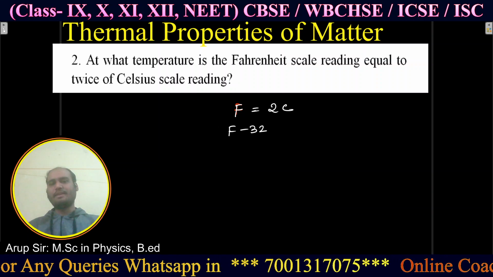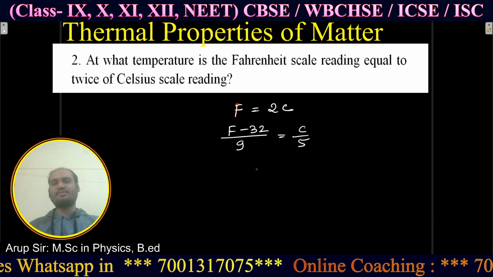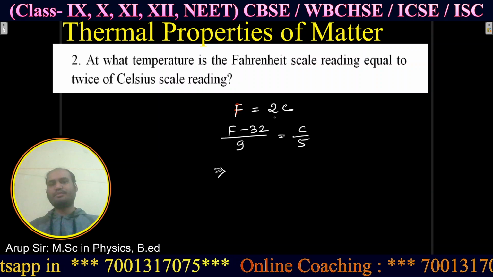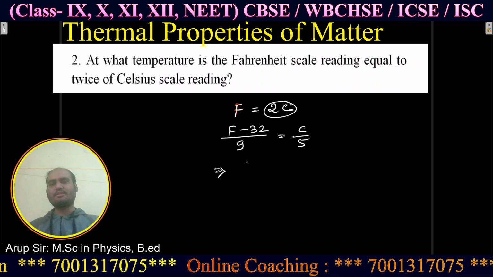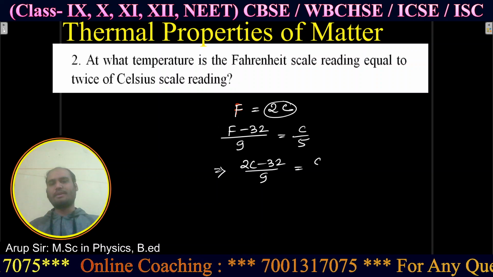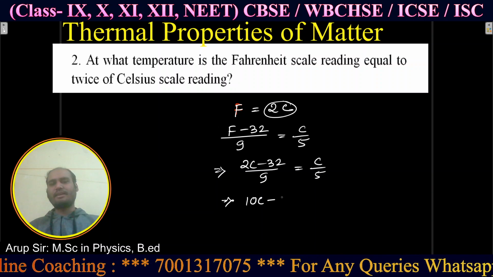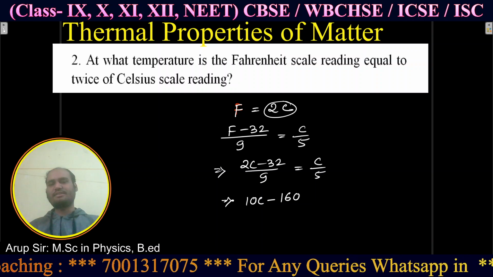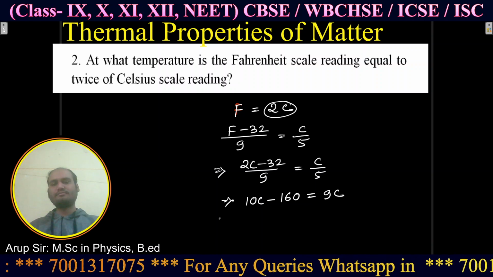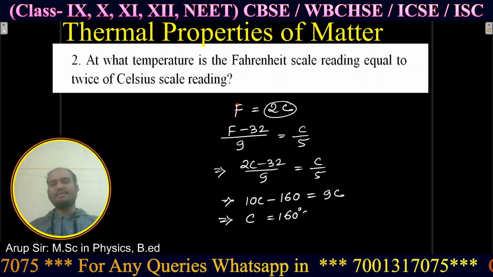That is (F minus 32) divided by 9 is equal to C by 5, right? This is the relation. Now just put the value 2C in place of F. So (2C minus 32) divided by 9 is equal to C by 5. Now cross multiply. So 10C minus 160 is equal to 9C. So finally we will get C equal to 160 degrees centigrade.